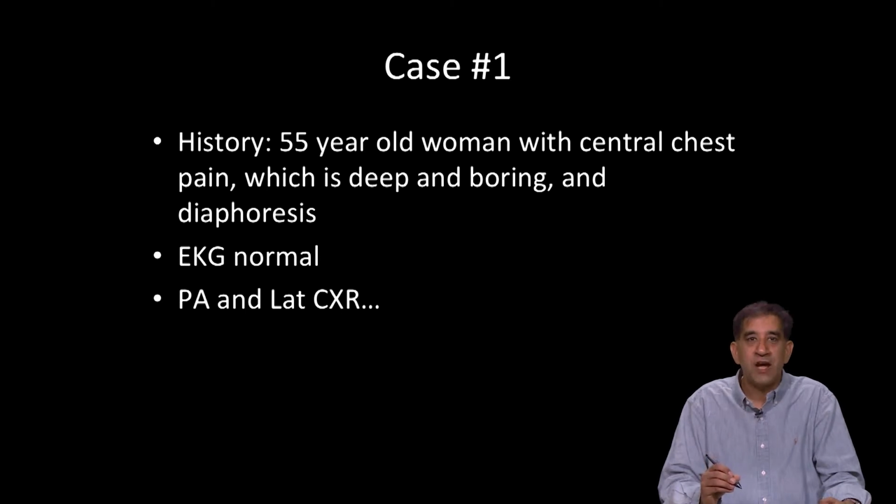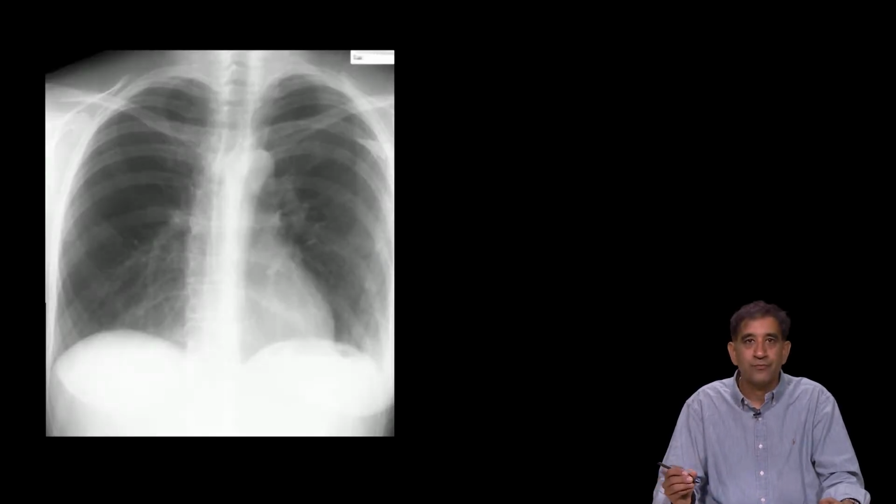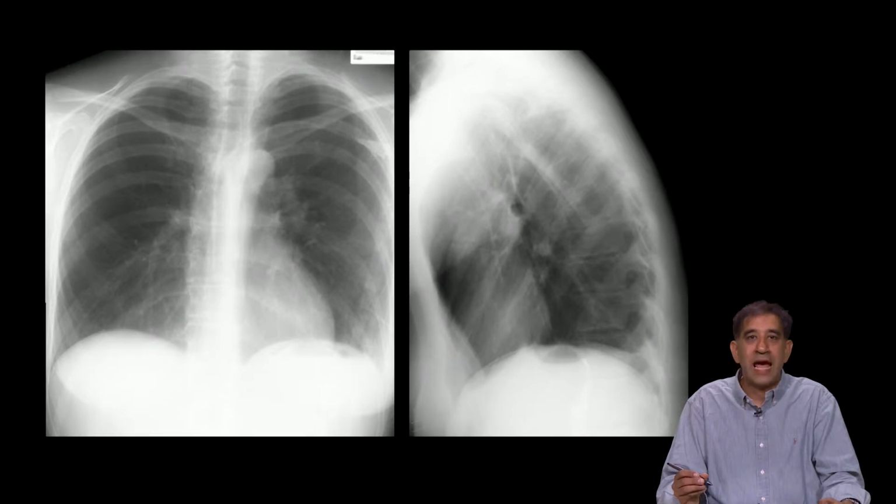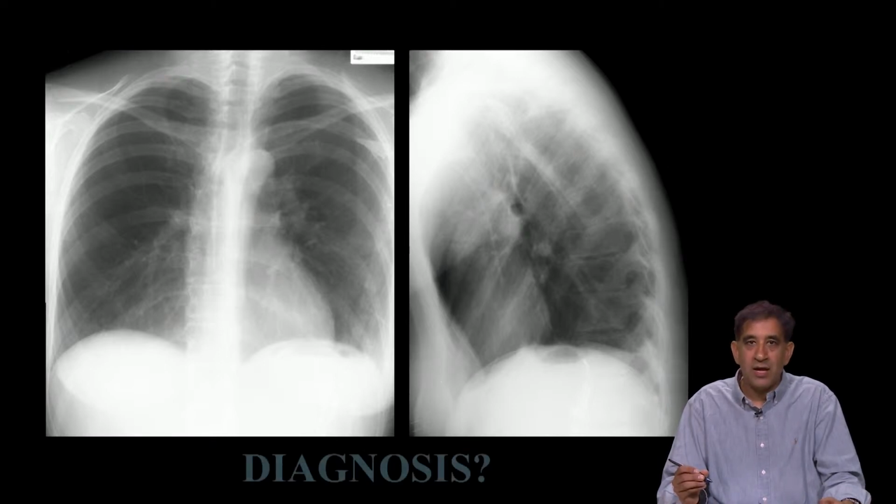This is a 55-year-old woman with central chest pain, which is deep and boring, and she's also got diaphoresis. They do an ECG, and it's normal, and then they get a PA and lateral chest x-ray, which I'm going to show you now. Here is the PA chest x-ray, and here is the lateral chest x-ray. And the real key here is to focus on the diaphragm. So look at the diaphragm. Look at the diaphragms when you're trying to make this particular diagnosis.